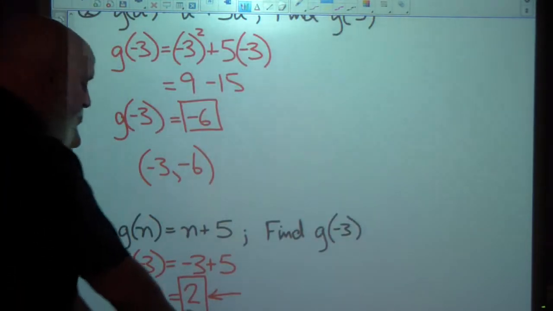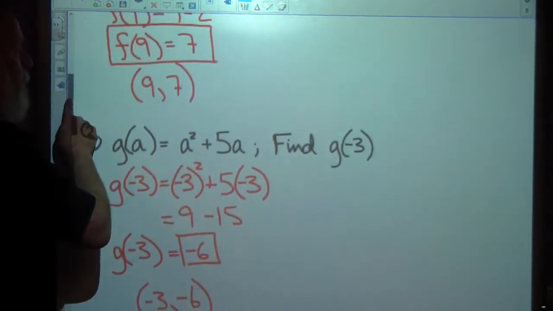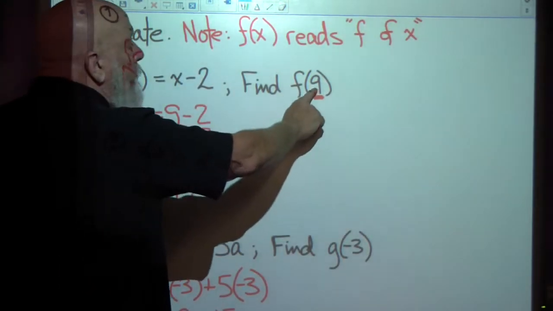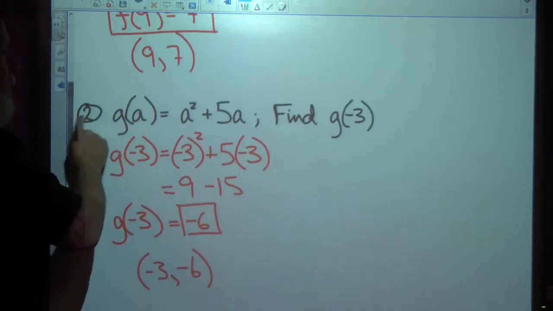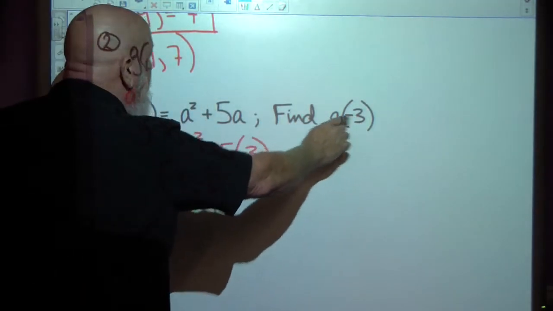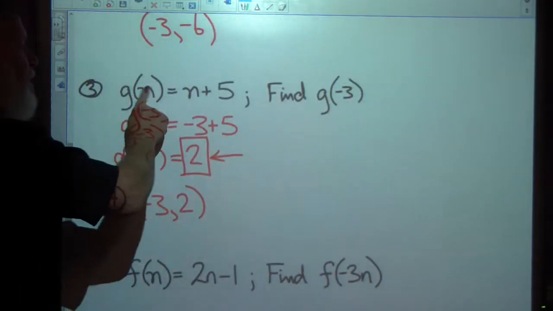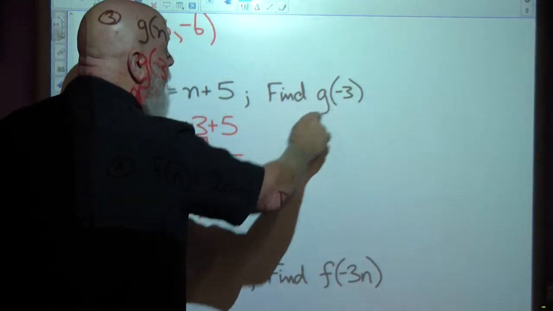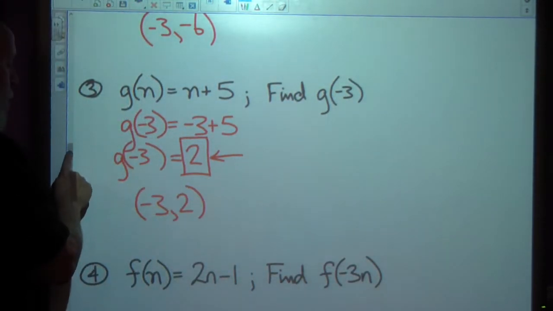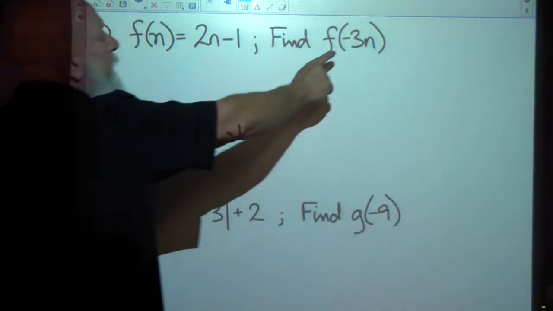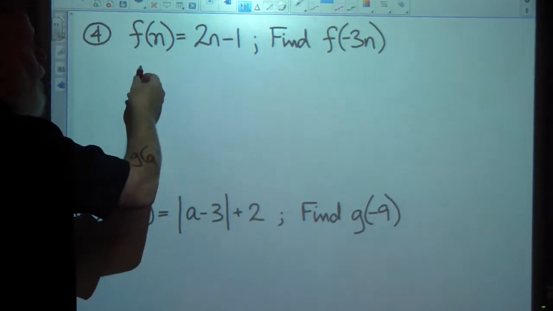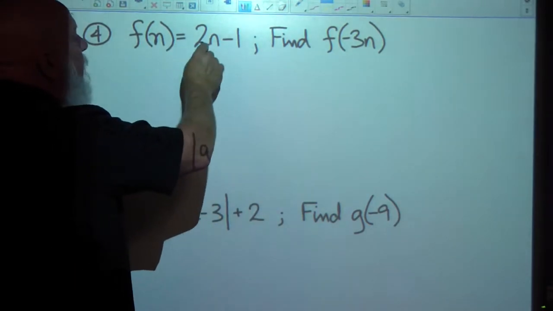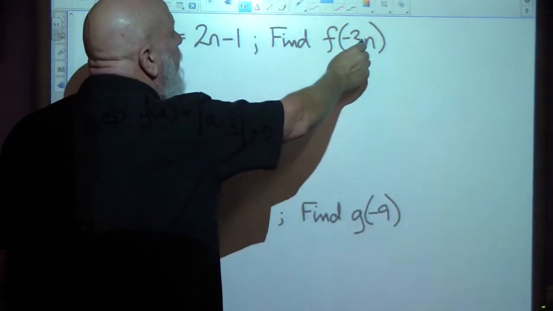So far, we've evaluated all of these functions at numerical values. We evaluated this one at 9. We evaluated this one at negative 3. We evaluated this function at negative 3. We're going to evaluate this function at a variable value. Okay? And it's simple. You just do the exact same thing. We're going to say f of n is equal to 2n minus 1. Find f of negative 3n.